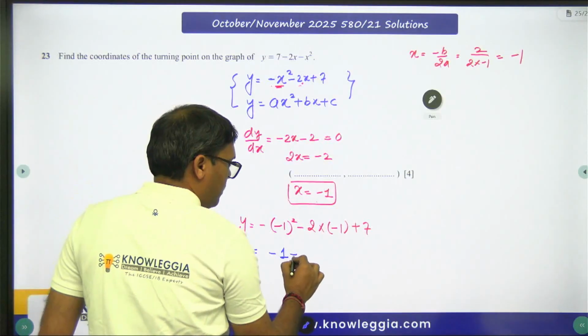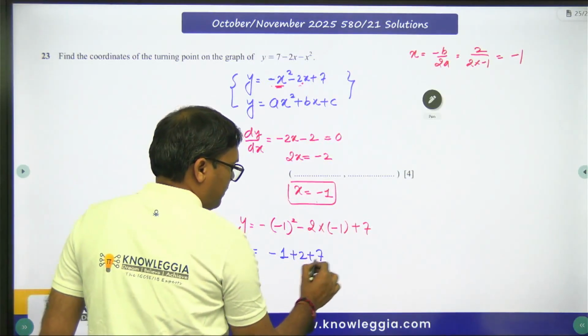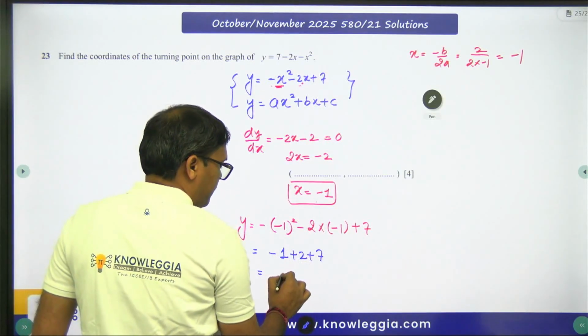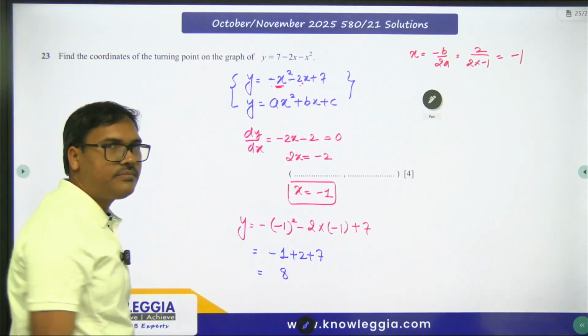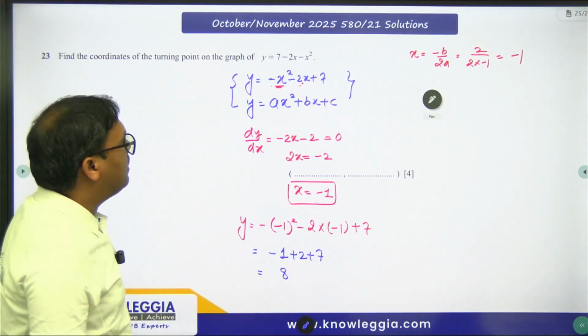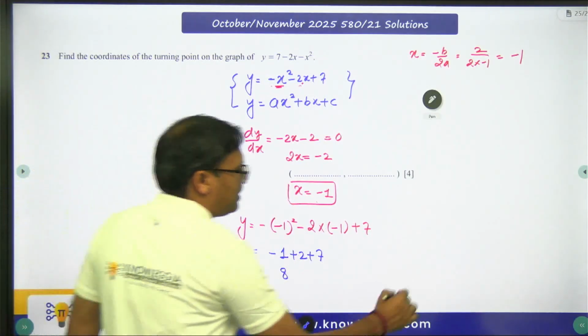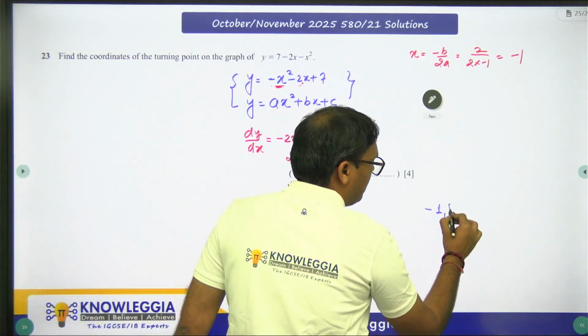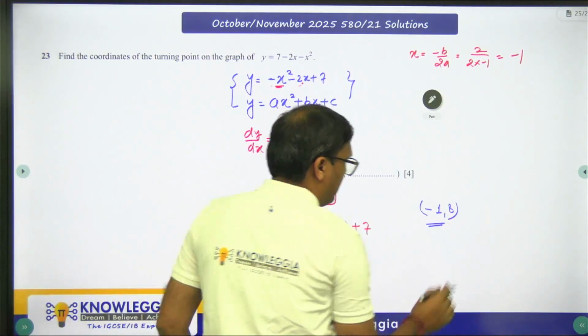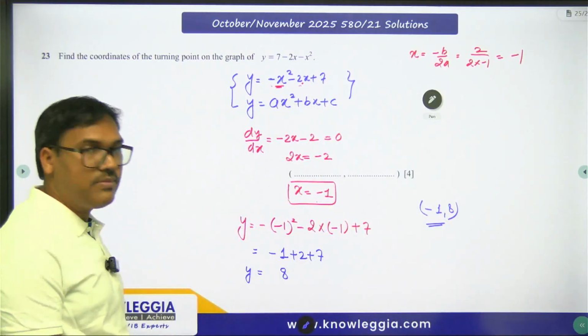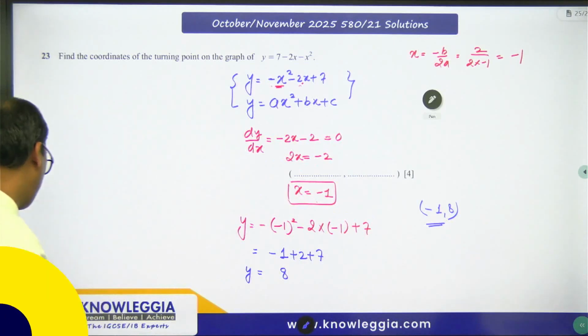Minus 1 into 2 plus 2, and this is plus 7. So what is this? 9 minus 1, which is equal to 8. So what is the turning point coordinate? X coordinate is minus 1, y coordinate is 8. So what is the answer? Minus 1 comma 8. That is the answer. So minus 1 comma 8 is the answer.